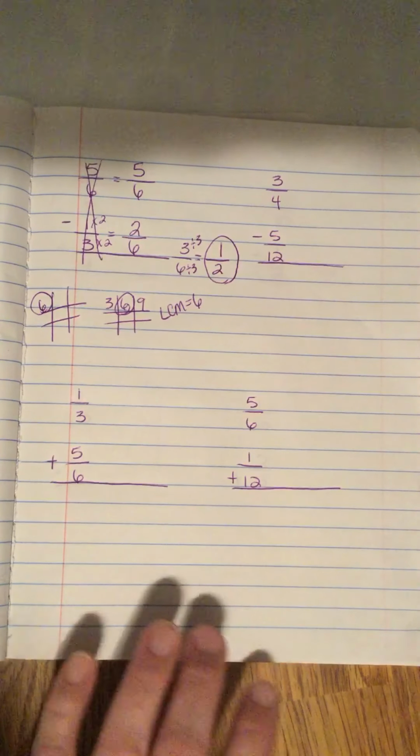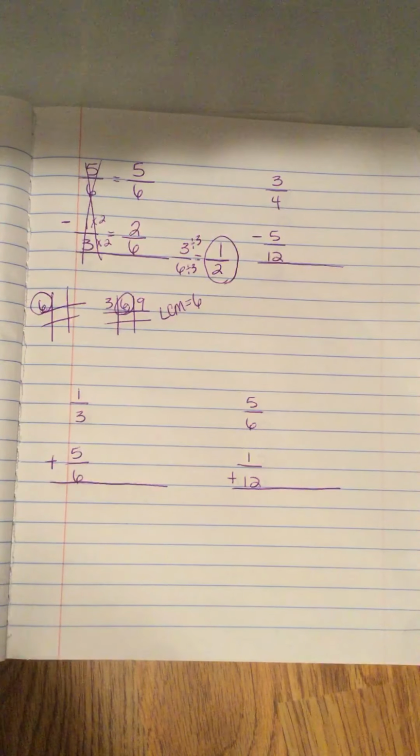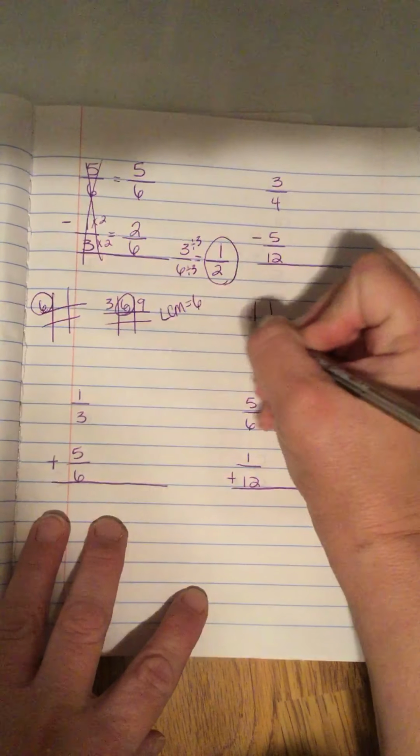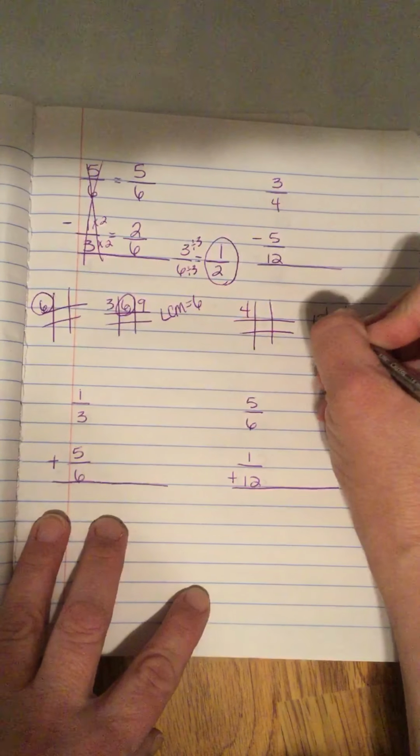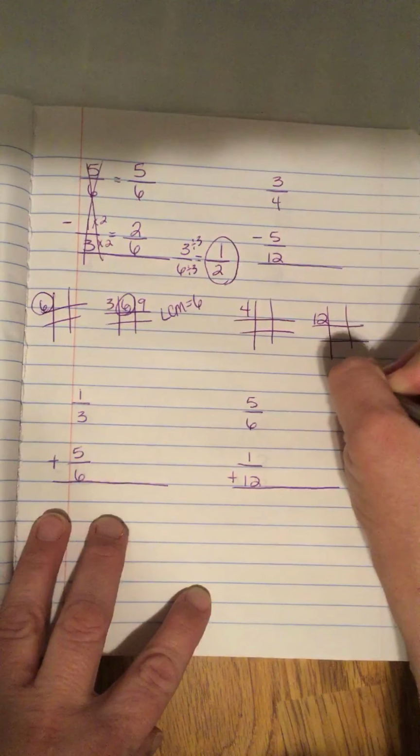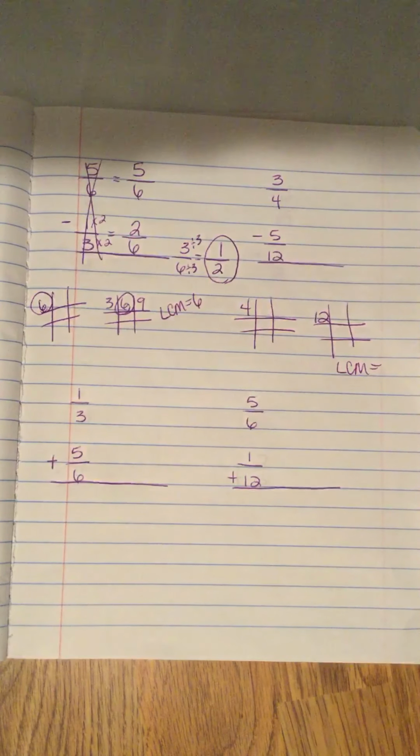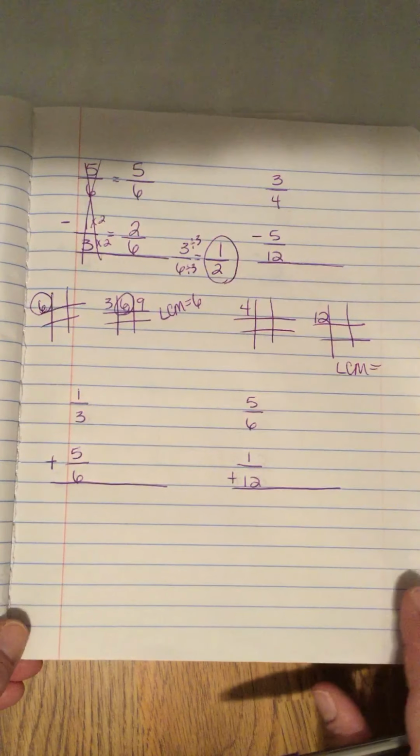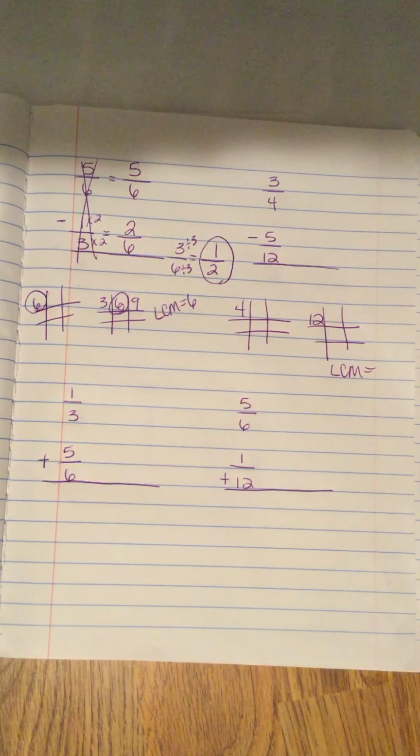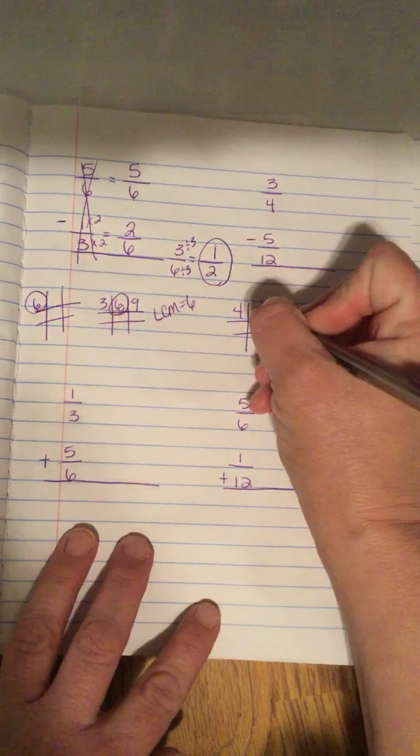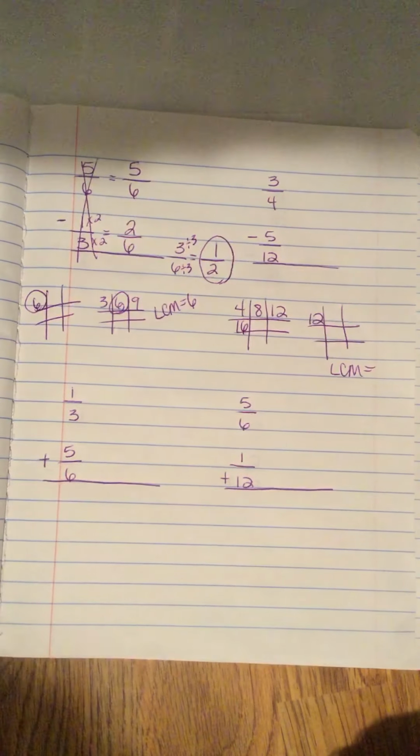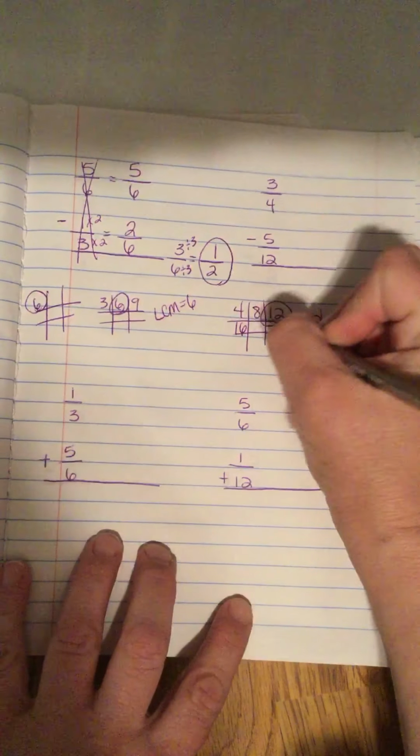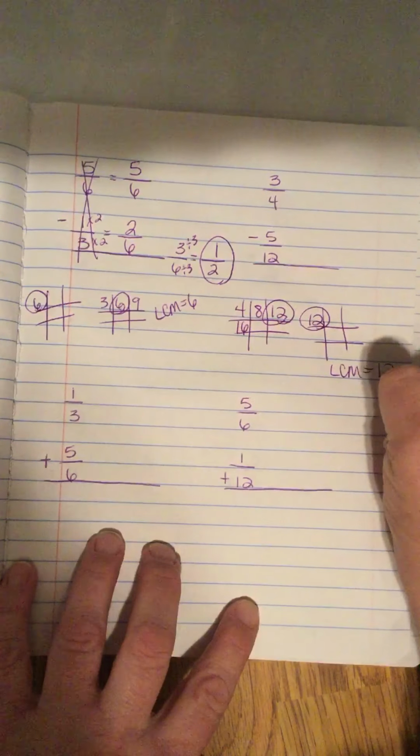Okay. All right. 3/4 minus 5/12. Find the LCM of 4 and 12. Okay. What's the LCM going to be for 4 and 12? Remember, it can't be smaller than the biggest number. All right. So 4, 8, 12, 16. Oh, you should have picked 12 as the LCM.